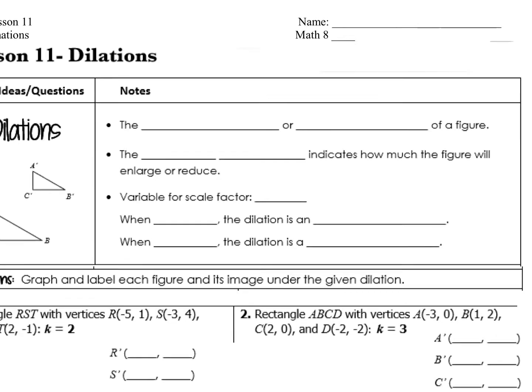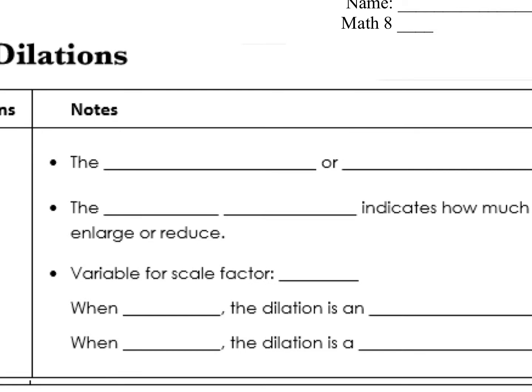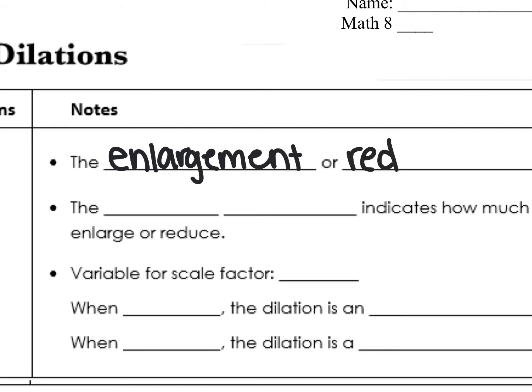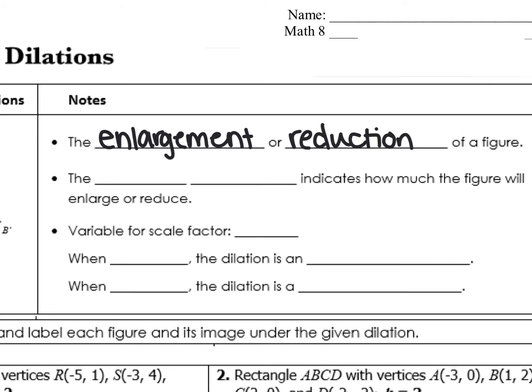So let's fill this in. It says a dilation is the enlargement, meaning bigger, or reduction of a figure, meaning we're either making the shape bigger or smaller. The scale factor, which you guys talked about last year with scale drawings, indicates how much the figure will enlarge or reduce.